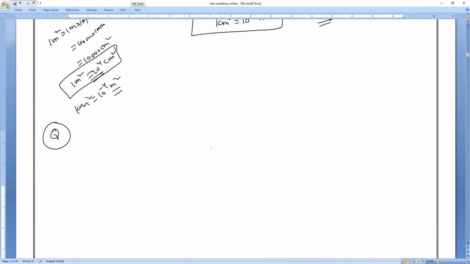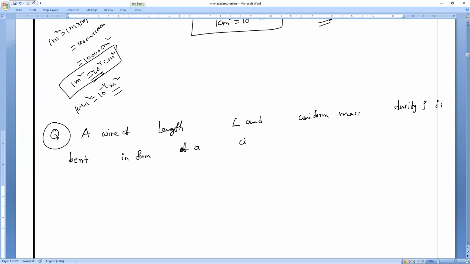Next question, right? A wire of length L and uniform mass density rho is bent in the form of a circle. Find the moment of inertia about the axis shown.